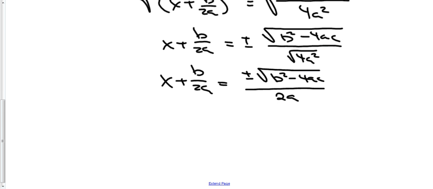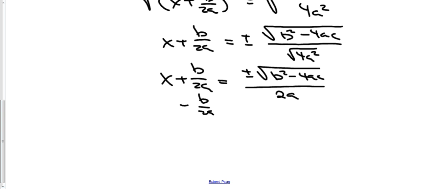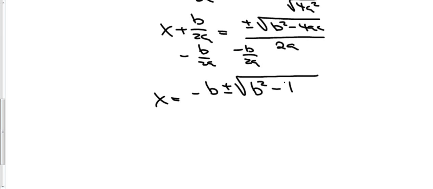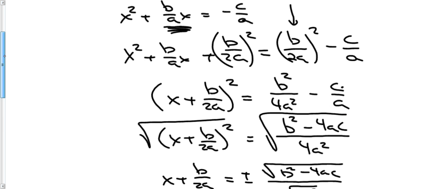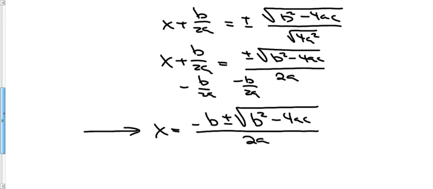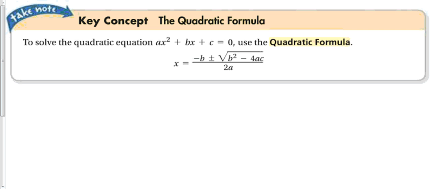And then finally, to get x by itself, I'm going to subtract b over 2a from both sides, and I'm going to be left with a very special equation. x is equal to negative b plus or minus the square root of b squared minus 4ac, all over 2a. Okay. This equation right here that we have not pulled from nowhere, that we have taken by completing the square of a quadratic equation in standard form and simplifying it, is called the quadratic formula.